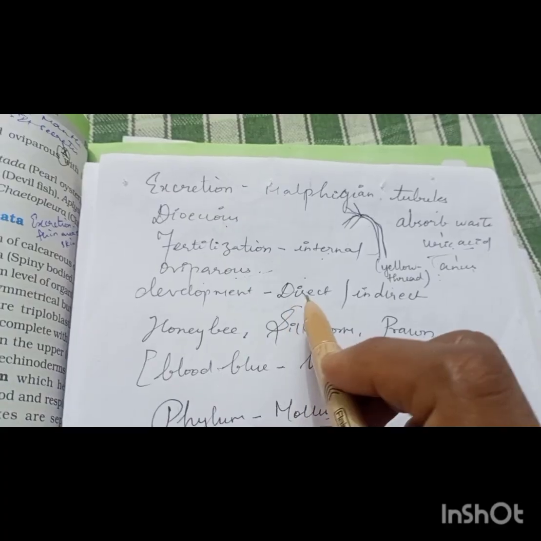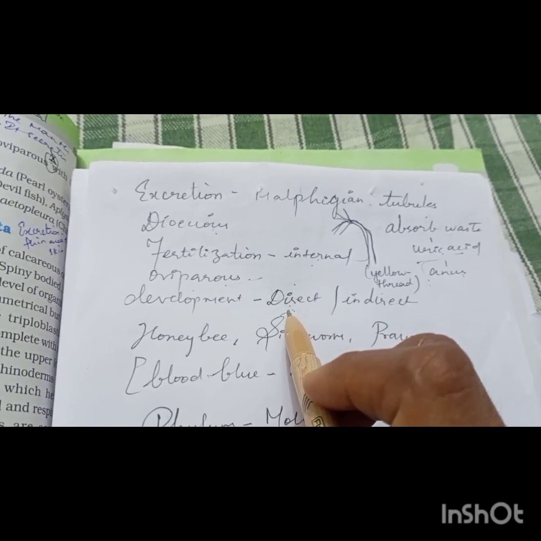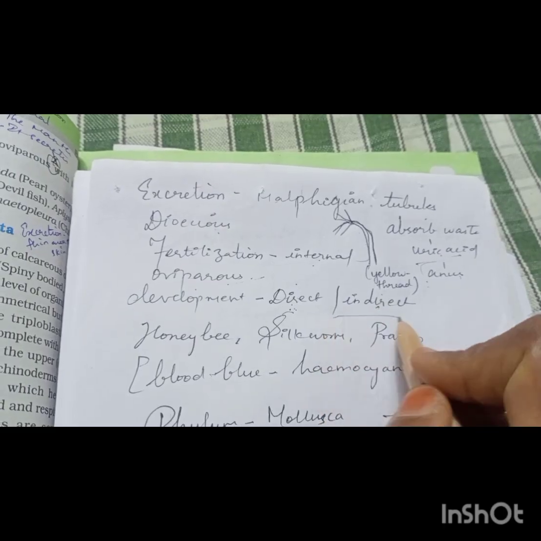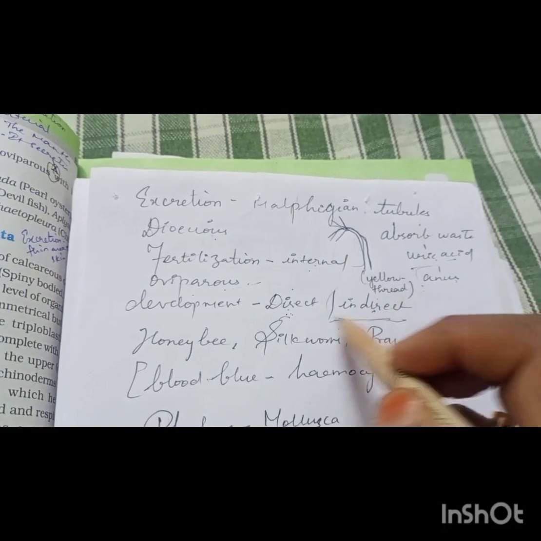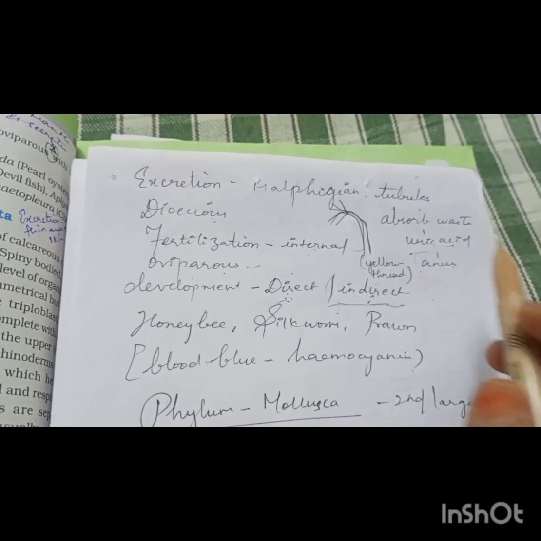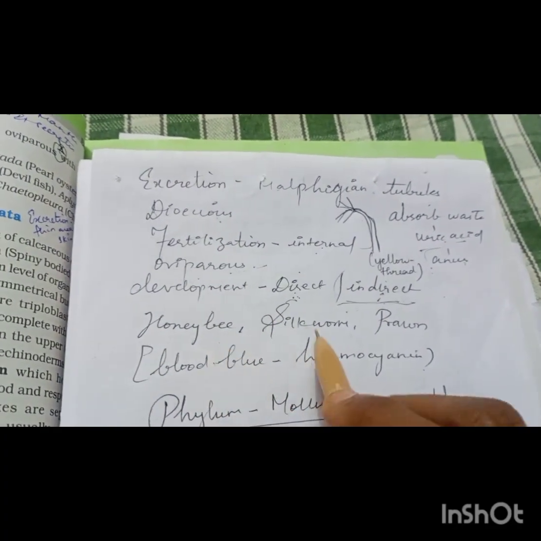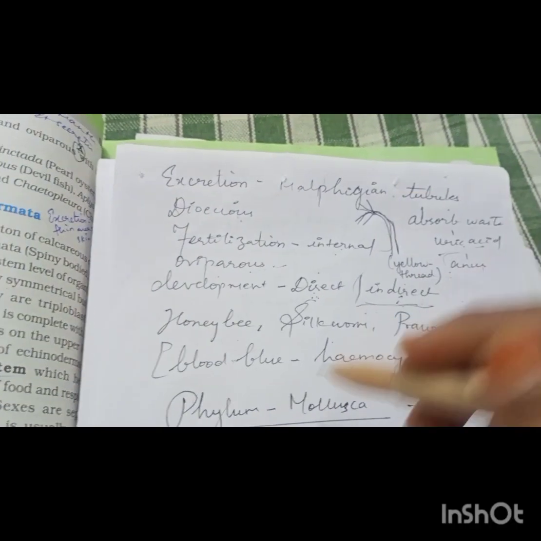Development is either direct, where the organism will resemble the parent, or indirect. It will undergo a series of stages like larva, pupa, adult. So it is indirect. Each phase will look different when compared to the parent one. Examples are honeybee, silkworm, prawn, mosquito, and they have blue blood.